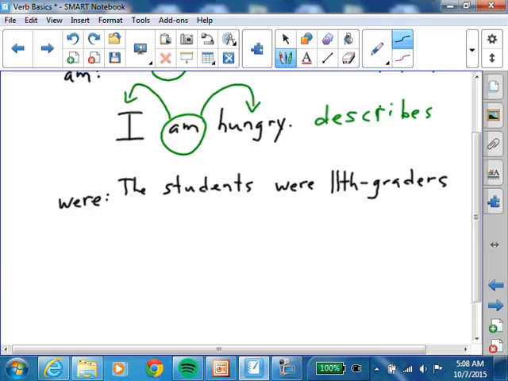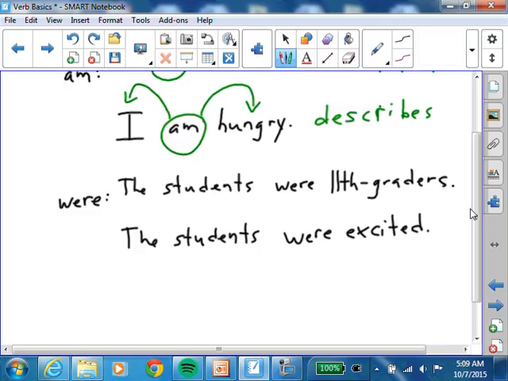And we'll make another sentence about these students. The students were excited. What were they excited about? They were excited to learn about verbs, of course.